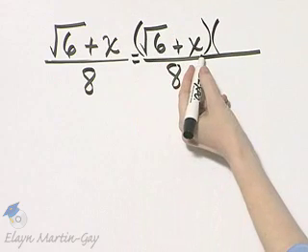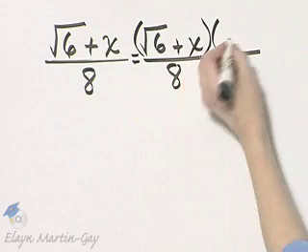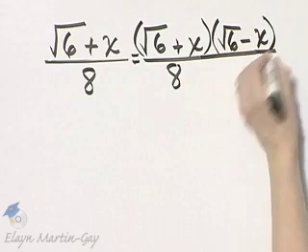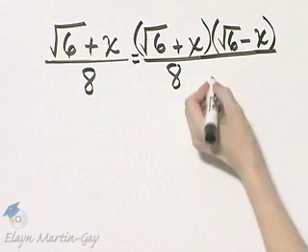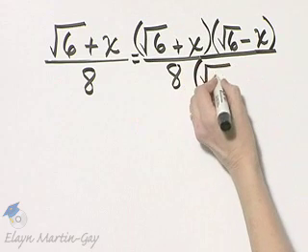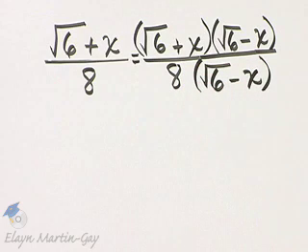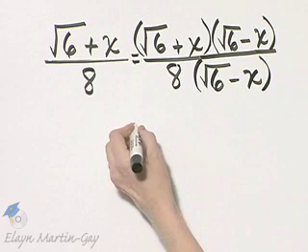What's the conjugate of this square root of 6 plus x? It's square root of 6 minus x. If I multiply the numerator by this factor, I must multiply the denominator by that exact same factor also. And now let's see what we have.